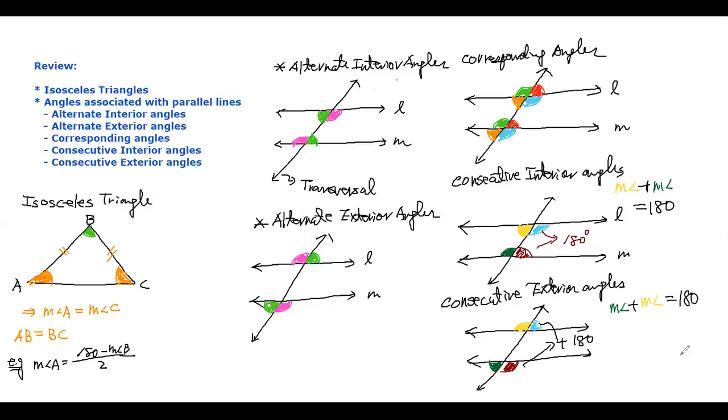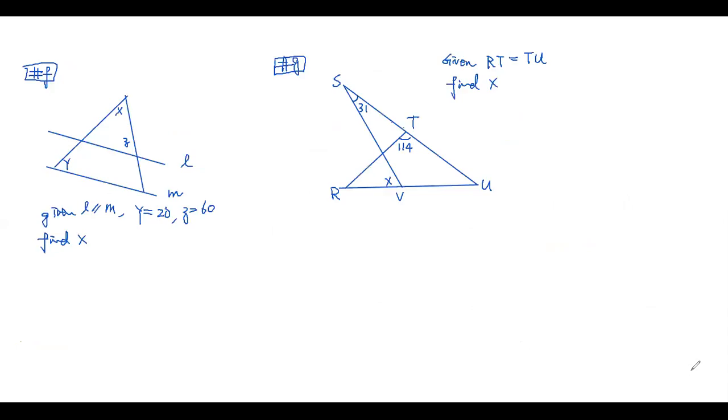All right, so now let's take a look at the practice problems here. Let's look at problem F. I have two lines L and M, and they are parallel to each other. The problem also gives that angle Y, this angle, is 20.